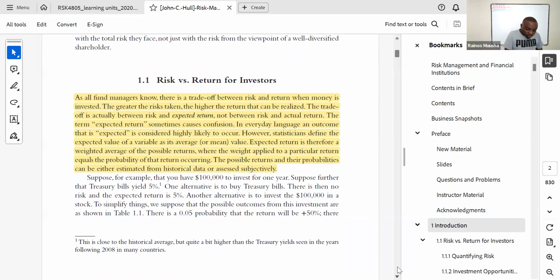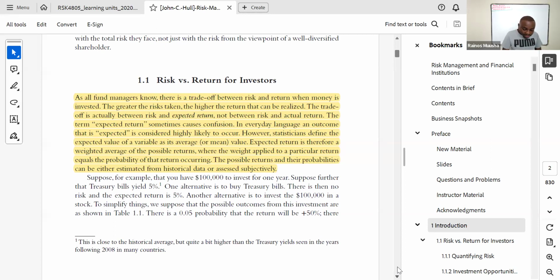As all fund managers know, there's a trade-off between risk and return when money is invested. The greater the risk taken, the higher the return that can be realized. So the trade-off is actually between risk and expected return, not between risk and actual return. So the term expected return sometimes causes confusion. In everyday language, an outcome that is expected is considered highly likely to occur. However, statisticians define the expected value of a variable as its average or mean value.